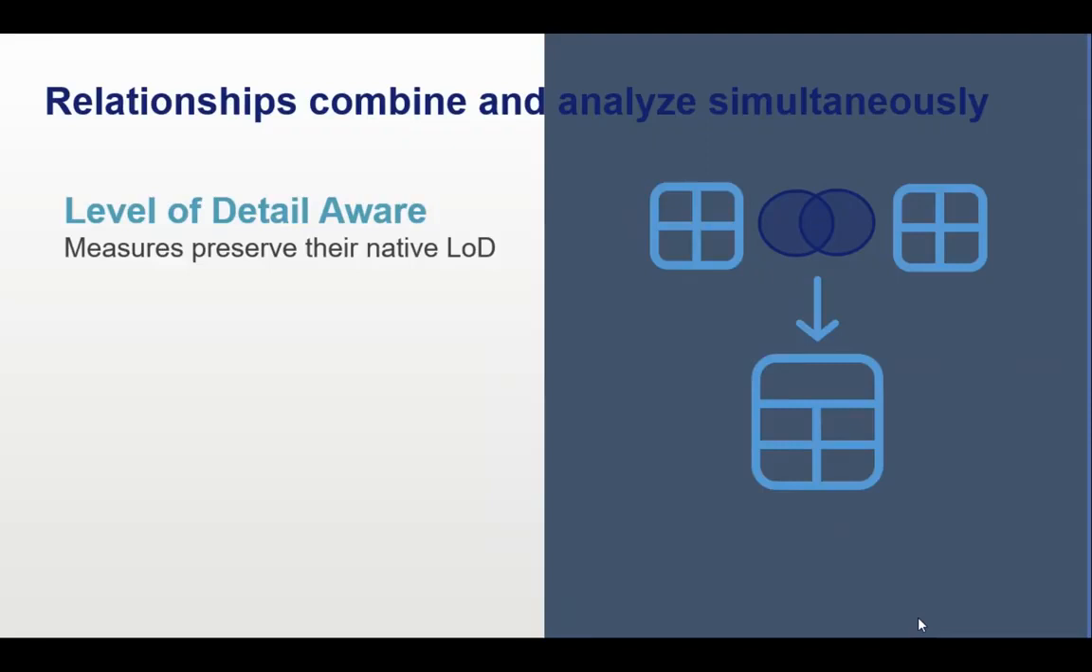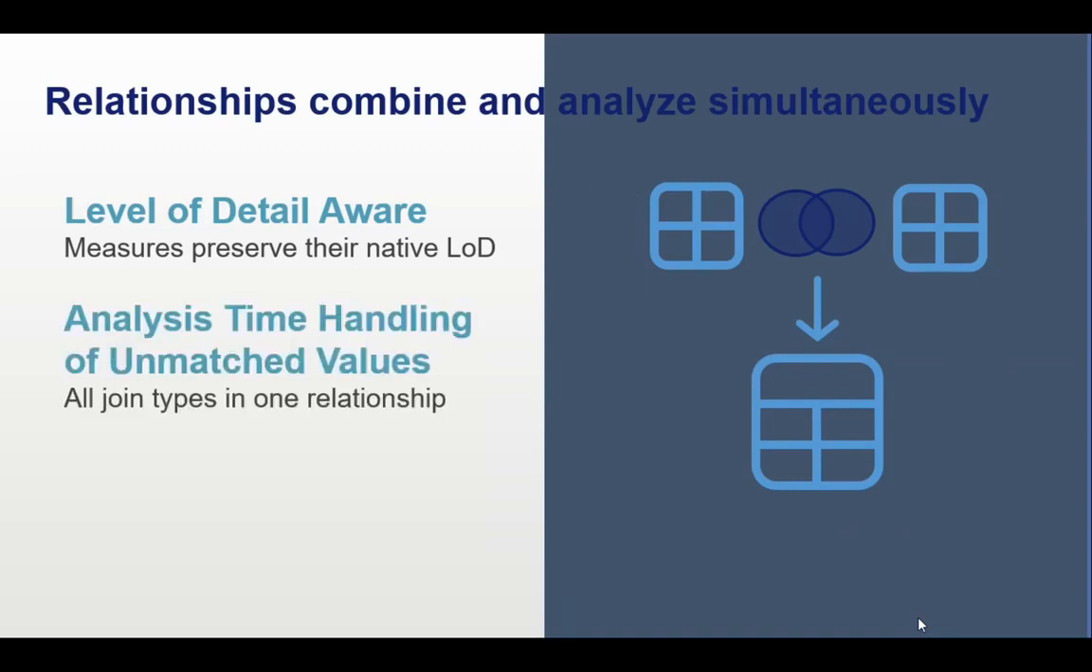Now, this has numerous benefits, like I mentioned before. The first one is the level of detail awareness. Because relationships preserve the source tables in their original structure, measures automatically aggregate to their native level of detail. I'm taking a little bit of time on relationships because this is the most important feature in this release with Tableau.